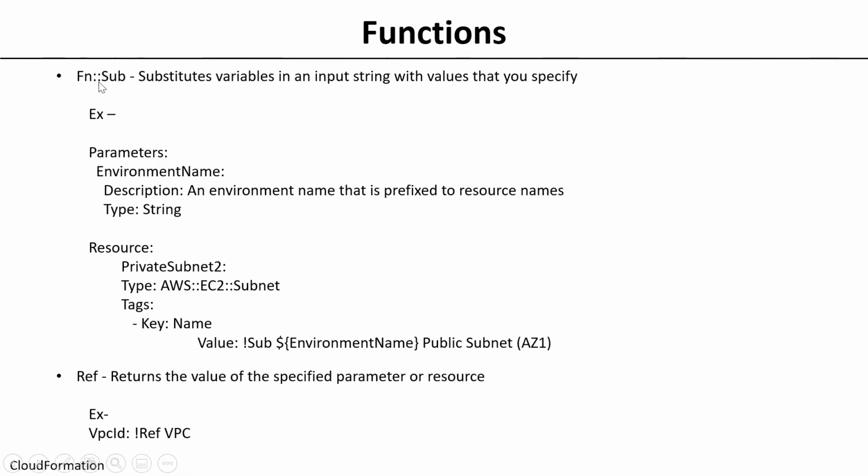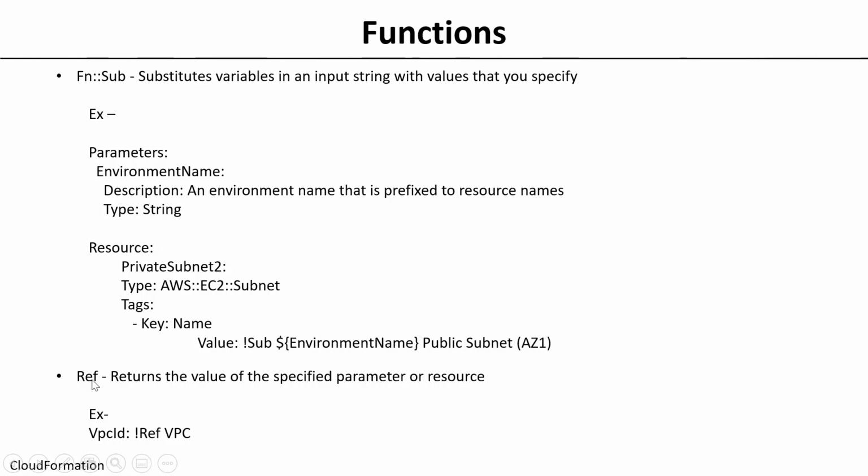Then you have Sub, which is nothing but a substitute. For example, here if you look at the key name of that particular resource, we want to give it as the environment name, a variable called EnvironmentName, plus the static name. So this is the variable, and this is a static. So if you want to use such a thing, then we will use a substitute.